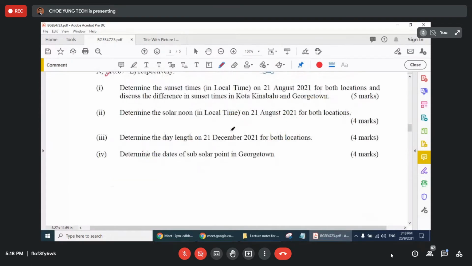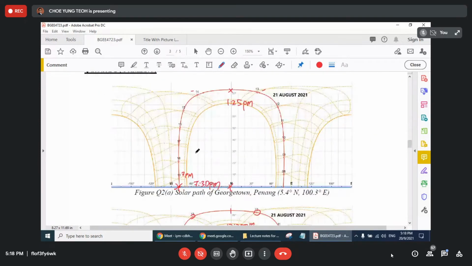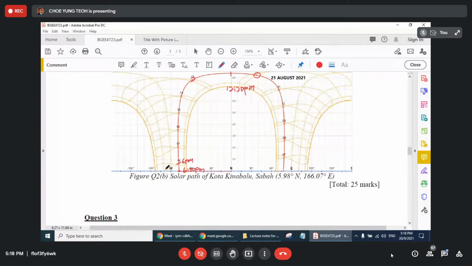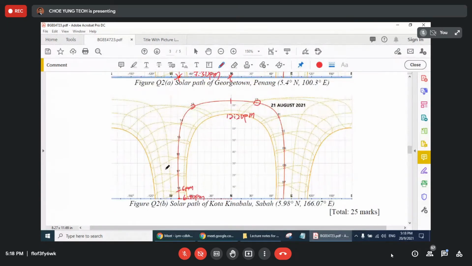Number 3, determine the day length on 31st of December 2021 for both locations. So 2021 for both locations, do we have the line over here? If no, then we have to refer to the equation. You can see that we do not have the line for 21st of December. But what is the problem of this?